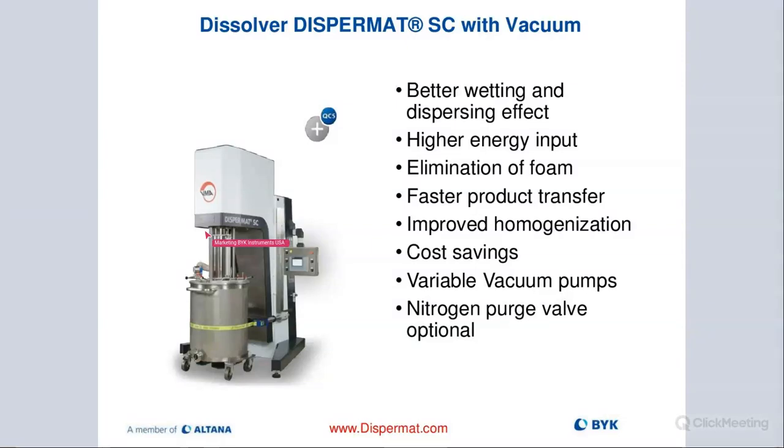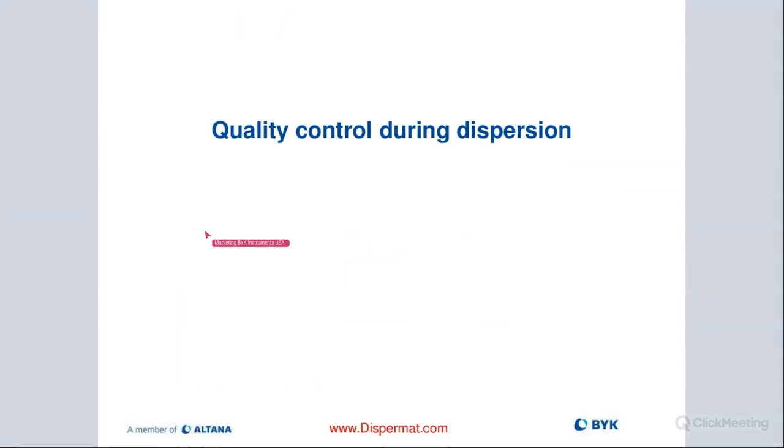So if I want to transfer from one container to another container, air is the big enemy. So by removing air, I have a much better transfer efficiency if I'm pumping out my material. That means I have much faster product transfer, improved homogenization, cost savings. I'm going to be doing everything quicker. There are different types of vacuum pumps that we offer depending on the container size and how much vacuum you need to pull. And then again, we have the option of adding ports for nitrogen, argon, or any other type of inert gas you may want to use.